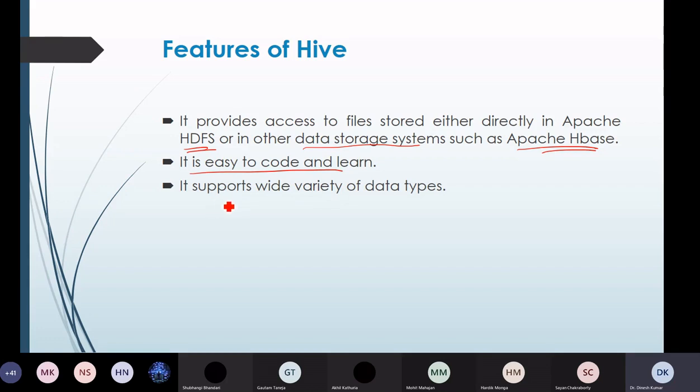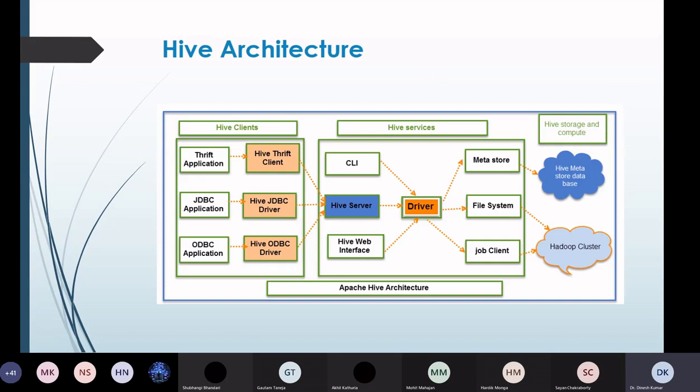So it also supports a wide variety of data types. There are a number of data types that it supports. I will discuss all those data types here in this lecture if time permits. But the major feature of Hive is the support for a wide variety of data types. So these are some of the features of this particular component of the Hadoop architecture.